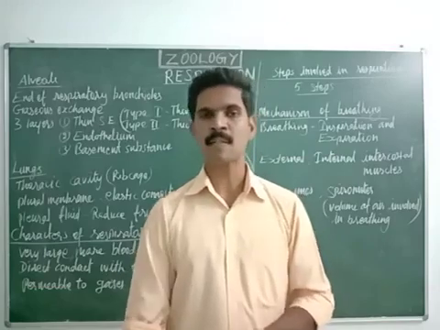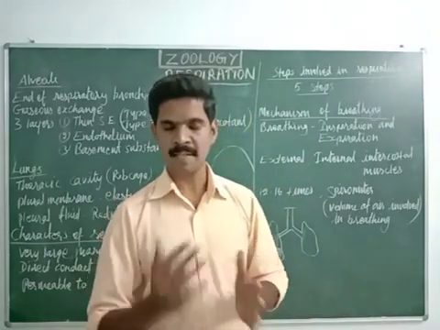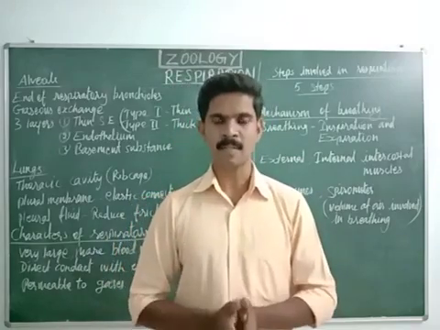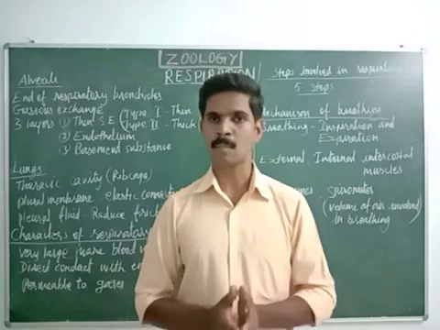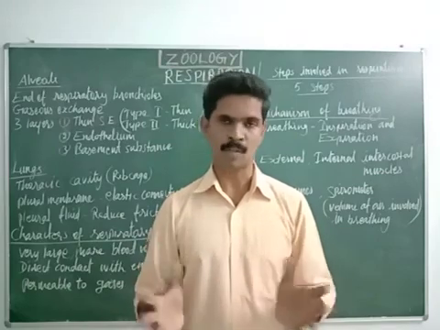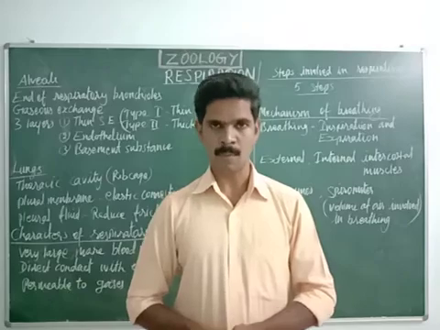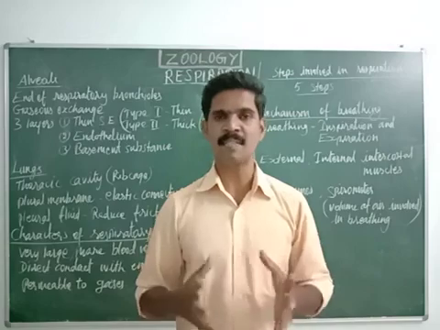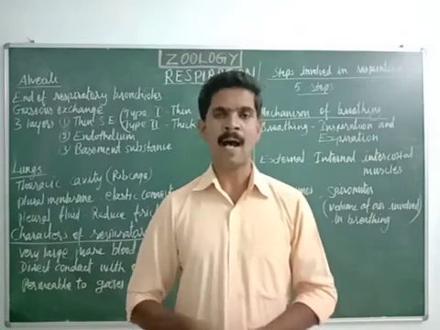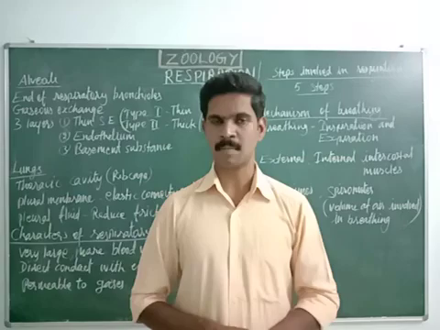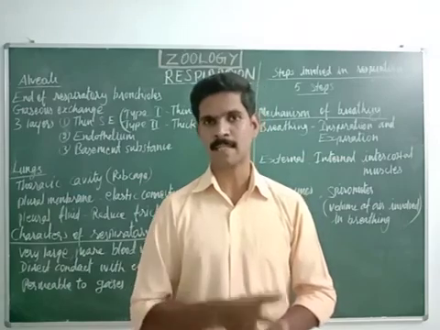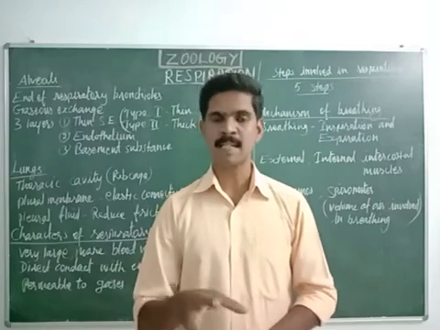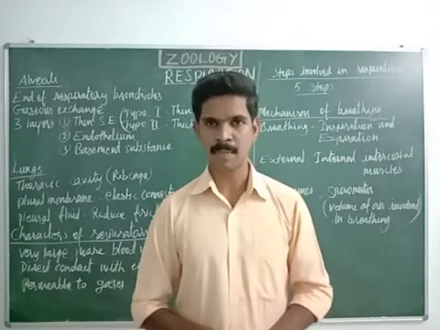Listen very carefully, dear students. When the external intercostal muscles and the diaphragm muscles are contracting, the ribs and the sternum bone both are moving upward and outwards. Understand? So the thoracic volume is increased. The chest cavity's volume is increased and the pulmonary volume also increased. Pulmonary volume means volume of the lungs. Lung volume is increased, so inside the lungs the pressure is decreased.